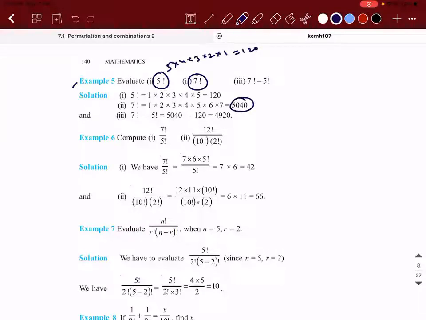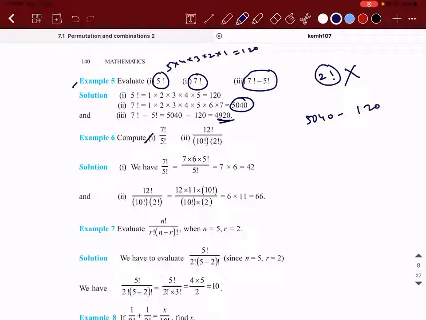So there's 5040. 7 factorial minus 5 factorial. Can I call it as 2 factorial? Is that right? No, sir. No, you should not. Don't make that mistake. 7 factorial is 5040 minus 5 factorial is 120. So we get the answer as 4920.